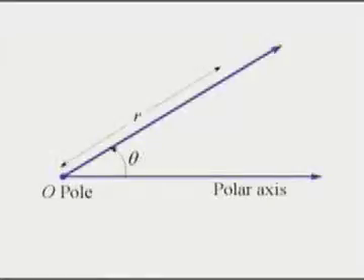We then compute the distance from the pole to some point. We're going to call that point r comma theta. So r is the distance from the pole to the point, and theta is the measure of the angle. What we're going to do now is go through the process in which we're going to plot points using the polar coordinate system. Let's see what we obtain.